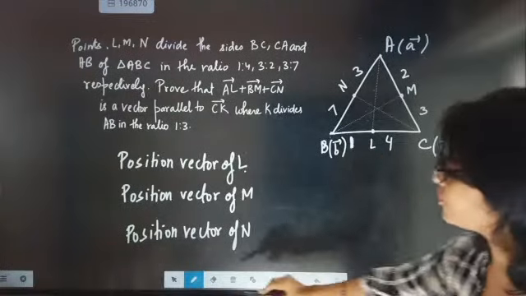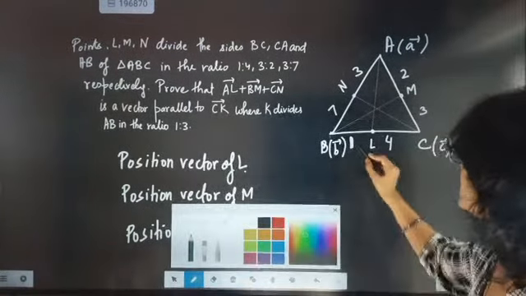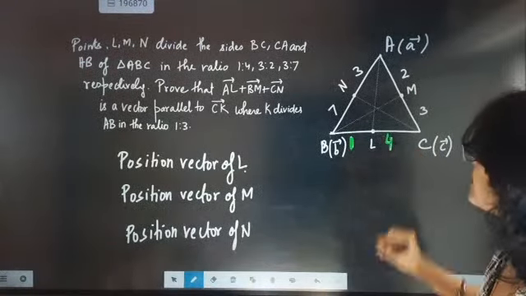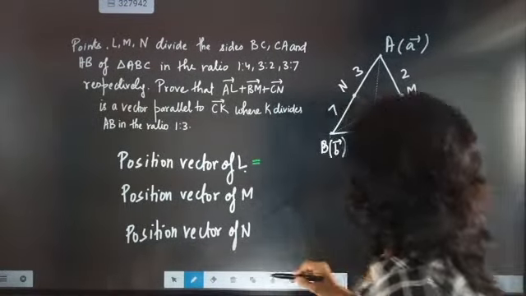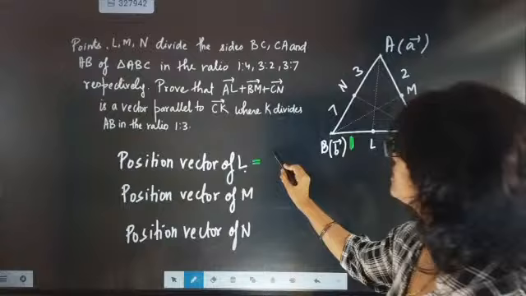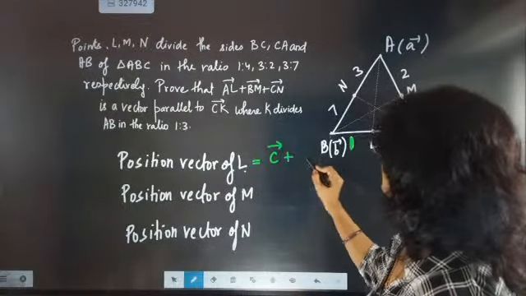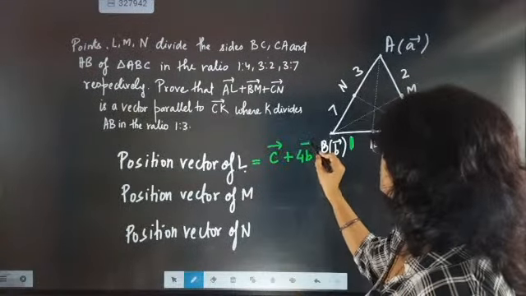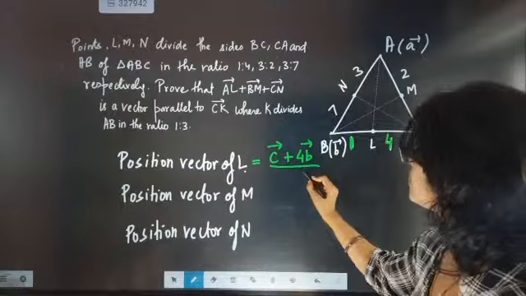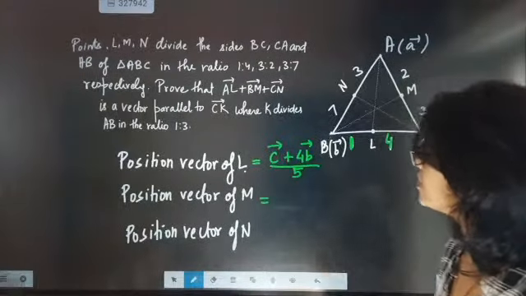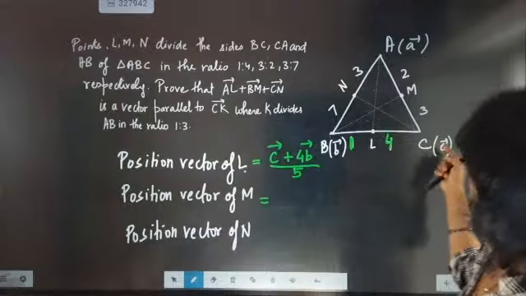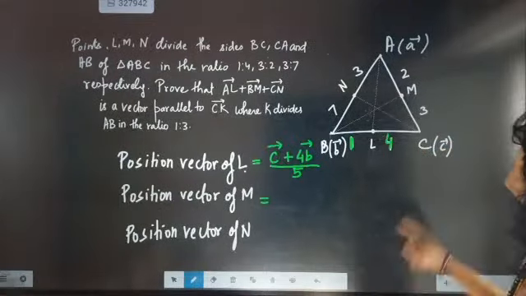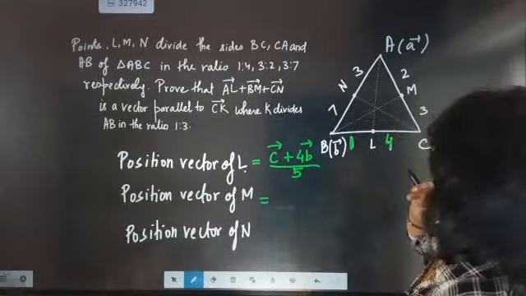Ratio is 1 is to 4. I'm just doing it with different colors so that you will understand. Exactly, the ratio is coming as 1 is to 4. So now here it is exactly going to come as (C vector plus 4B vector) by 4 plus 1, that is 5. Okay, C vector plus 4B vector by 5. Now this is the position vector of L.